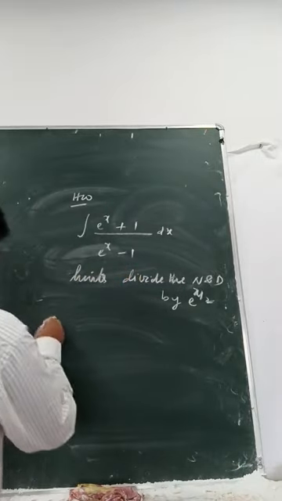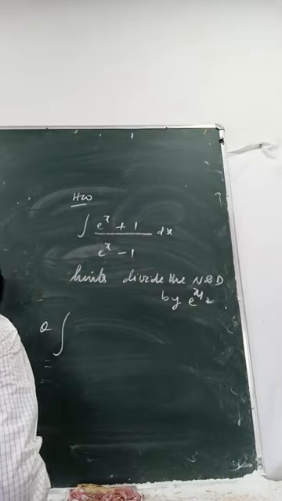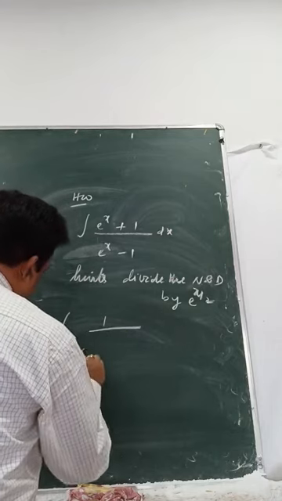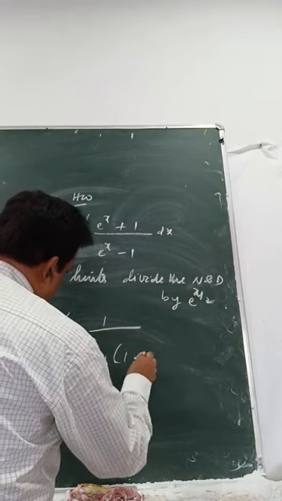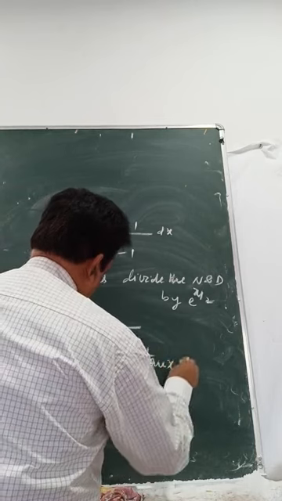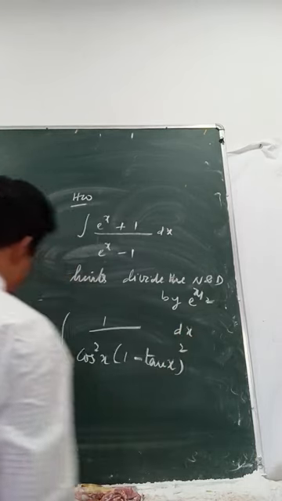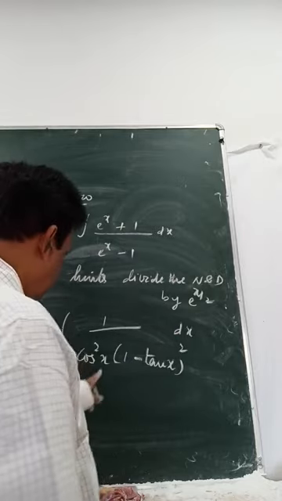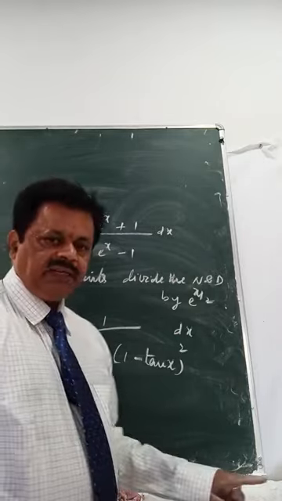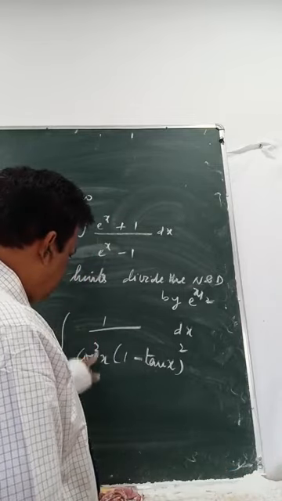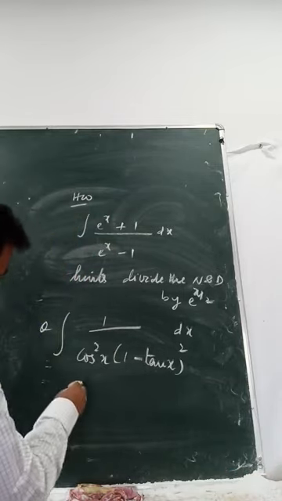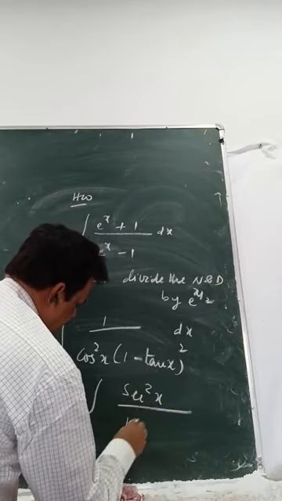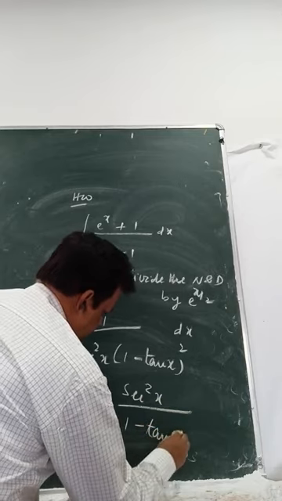Okay, suppose there is a question: 1 by cos square x (1 minus tan x) whole square dx. What do you do? Remember, the derivative of tan x is sec square x. So 1 by cos square x is sec square x. So you can write this as sec square x by (1 minus tan x) whole square.